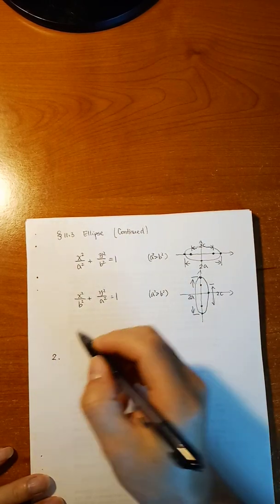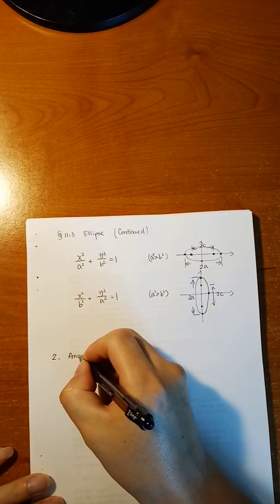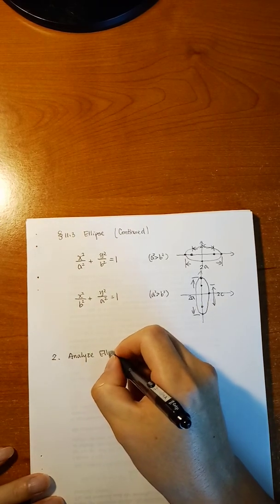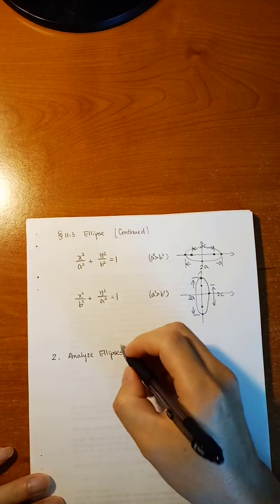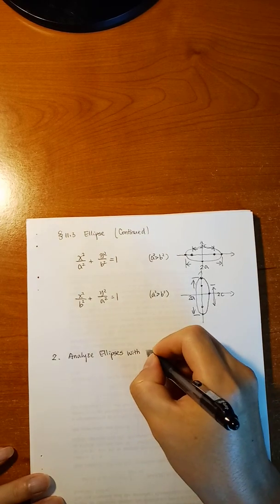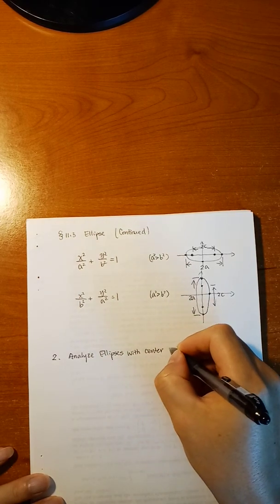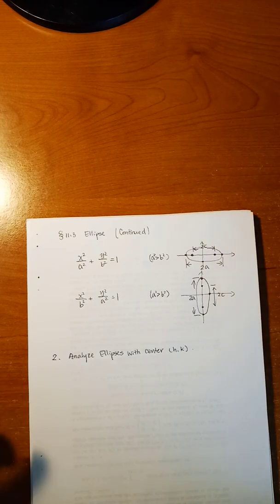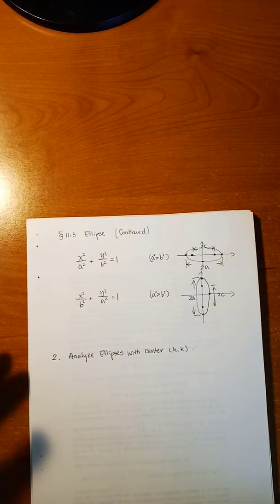Okay, so today we're going to analyze ellipses with center (h, k). It's similar to what we did for the parabola. After we studied the general standard position, we move the vertex to the point (h, k). Here, it's not called vertex; it's called the center. Okay.